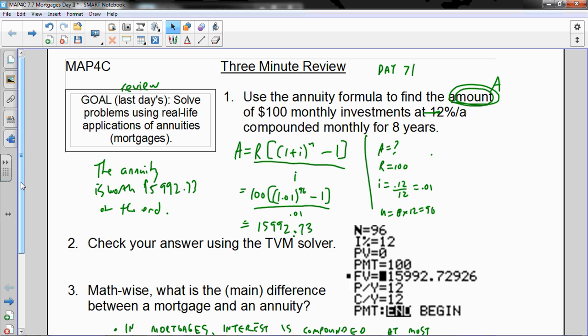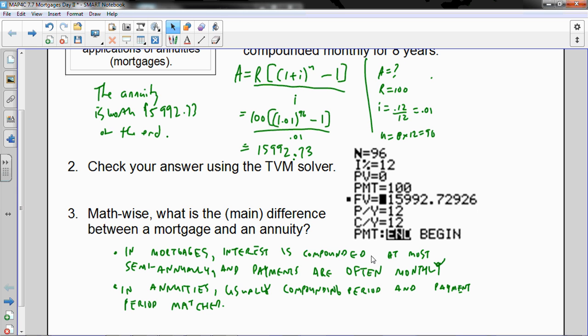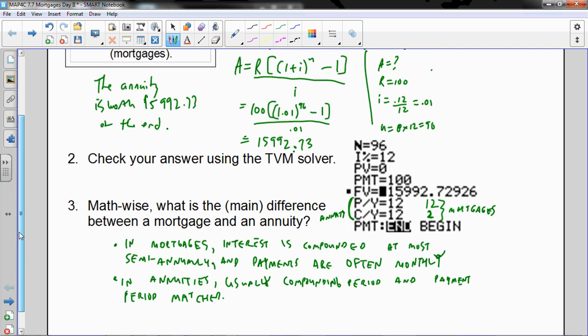Nice. Math-wise, what's the main difference between a mortgage and an annuity? It felt like the same thing, this idea of a regular payment, but hopefully in your research yesterday you found the difference. With mortgages, interest is compounded at most semi-annually, and payments are often monthly. So this is the payments per year, this is the compounding periods per year. For mortgages, usually it's monthly payments, but the compounding period can only be twice a year. And that's just weird, right? In all of the annuities that we saw, these two things matched. That's the big difference math-wise. There are some other differences, like what happens when you default on a mortgage versus an annuity, but we're worried about just math-wise today.